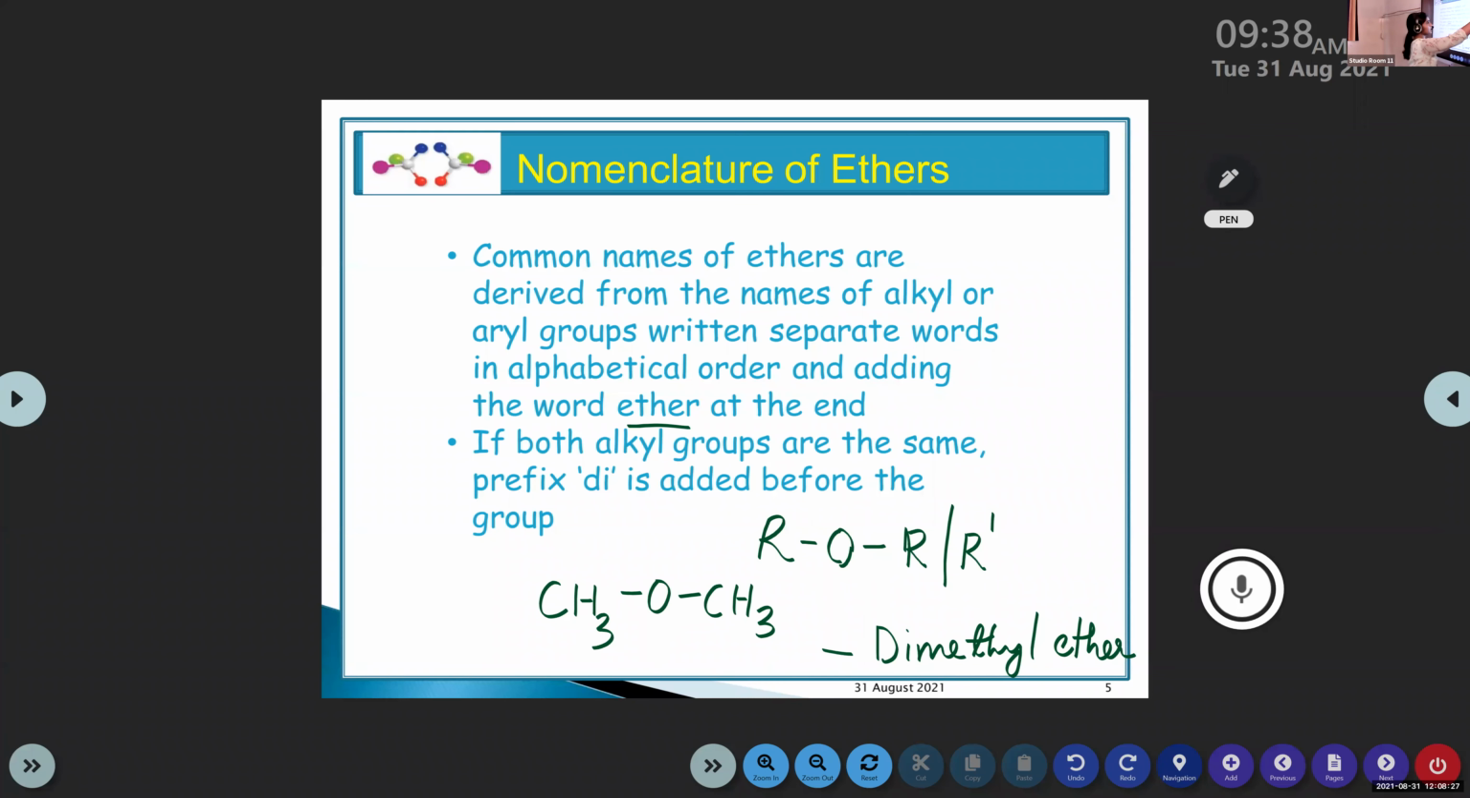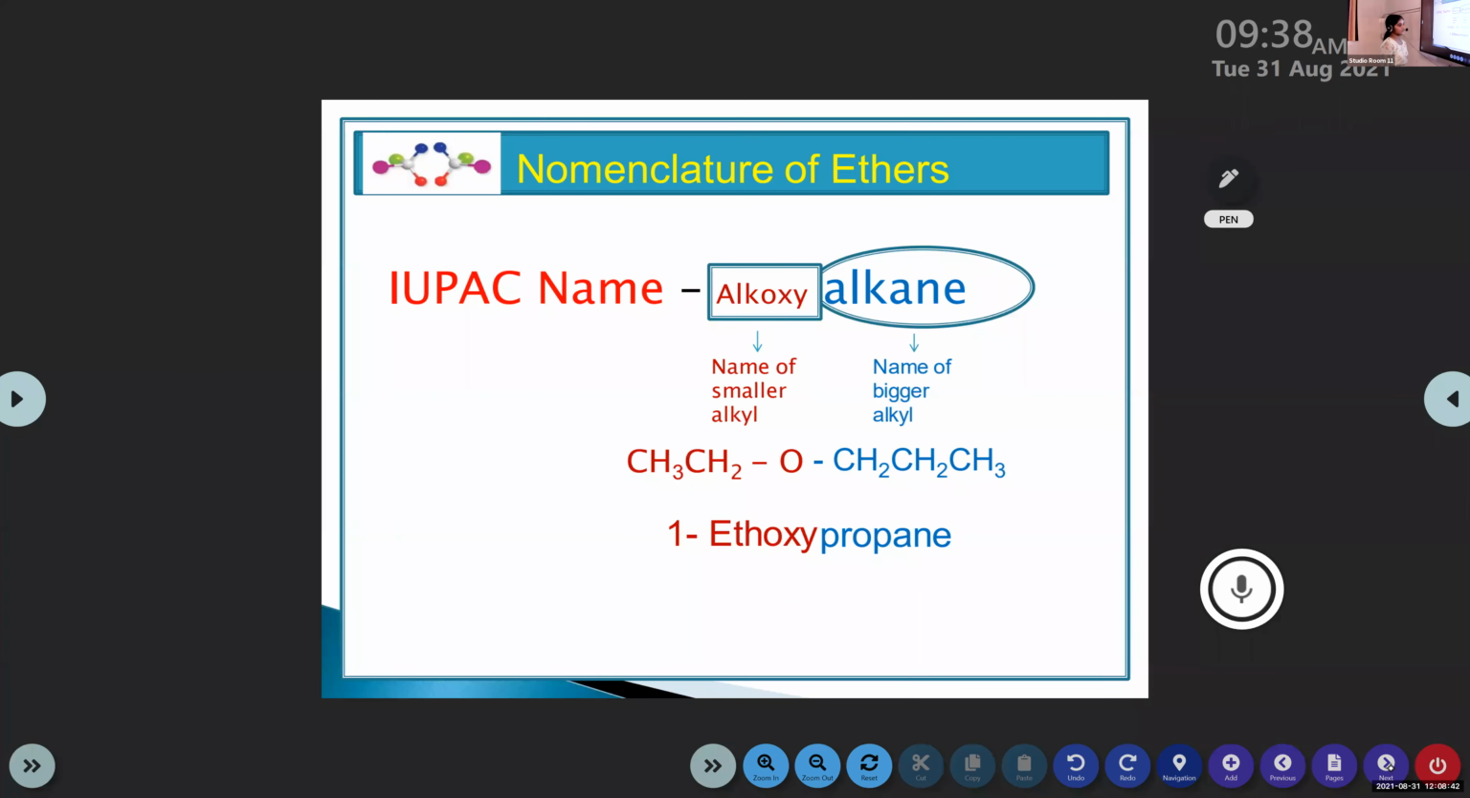This is clear, children, about writing the common names of ethers? Shall I move to the next one? Yes or no? Yes, ma'am. Okay, then we are moving to the IUPAC name.